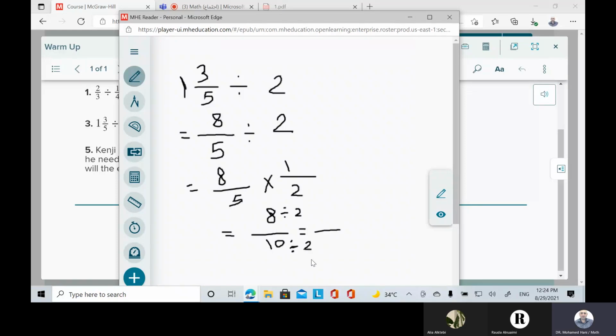Sheikh, 8 divided by 2 will be excellent. And Yazia, 10 divided by 2 will be? Which number times 2 will be 10? If you have 10 dirham and you want to divide it into two equal pieces, each piece how many? Mr., I'm Alia, can I answer?